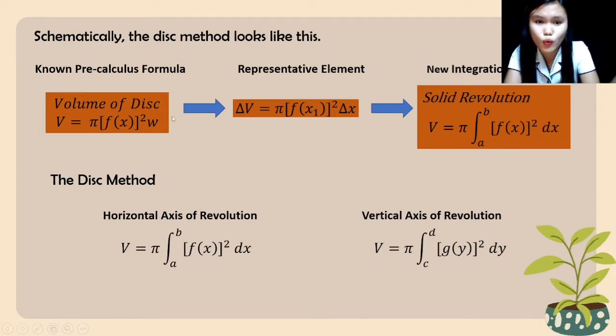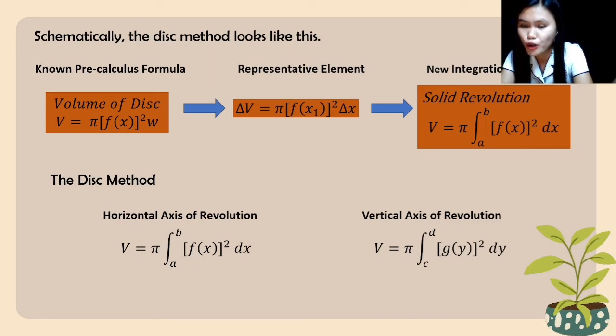So schematically, we have first the disk method. So from your known pre-calculus formula, you have the volume of a disk. We have volume equal to pi f of x squared times width. Our W here stands for width. And now it has then a representative element. We have delta V, or delta volume, equal to pi f of x sub i squared delta x. Now, in integration, we will have to use this formula. So we have here volume equal to pi integral from a to b of f of x squared dx.